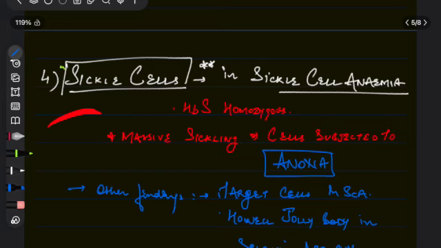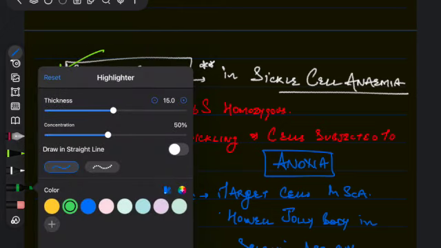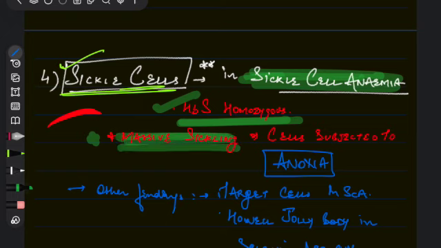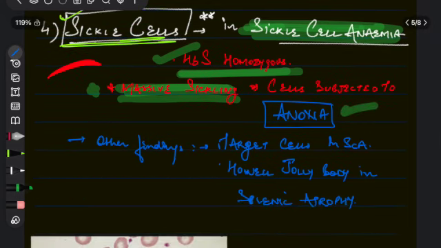Now let's move over to the most important cell of the day, which is the sickle cell. By its name you can understand that it is seen in sickle cell anemia, and it is typical for HbS homozygous state patients. One important finding is that when these cells are subjected to anoxia, they produce massive sickling.